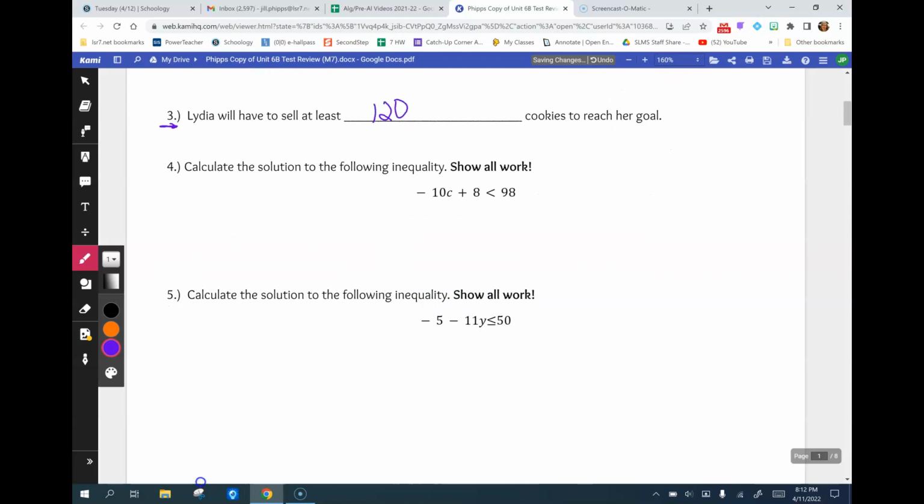Looking at number 4, we're going to solve an inequality. And remember, with inequalities, it's just like equations, except for when we multiply or divide by a negative. So I want to get rid of the 8. I have an 8, so I'm going to subtract 8 from both sides. So I get negative 10C is less than 90. Now we're going to divide by negative 10. Divide by a negative. When you divide by a negative, remember that your inequality sign is going to go the opposite direction, and you're going to get C is greater than negative 9.